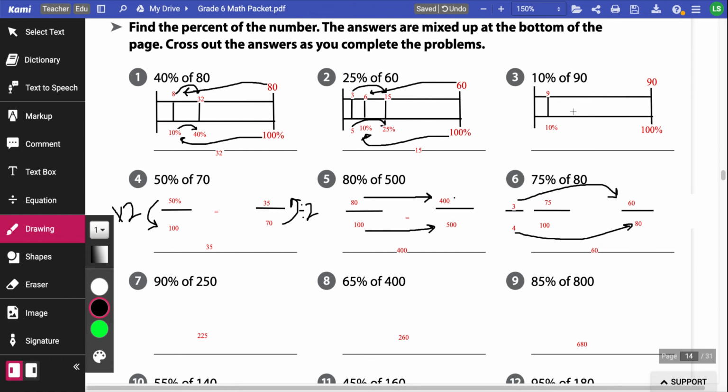Question 3 was asking for 10%, which is a common skill that we've used a ton this year. So again, 100 divided by 10 gives you 10%, and 90 divided by 10 gives you 9. So your solution for question 3 is 9.